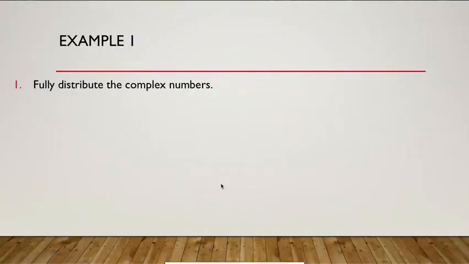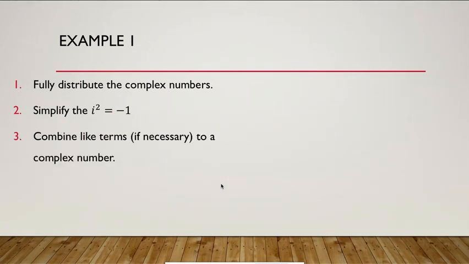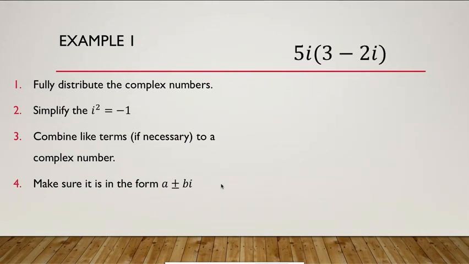So let's take a look at an example. The first thing we want to make sure we do is fully distribute our complex numbers. Then if we have an i squared from multiplying, we want to simplify because we know that i squared equals -1. So we can substitute -1 in its place, combine like terms if necessary, and then make sure we have written it in the form a plus or minus bi.